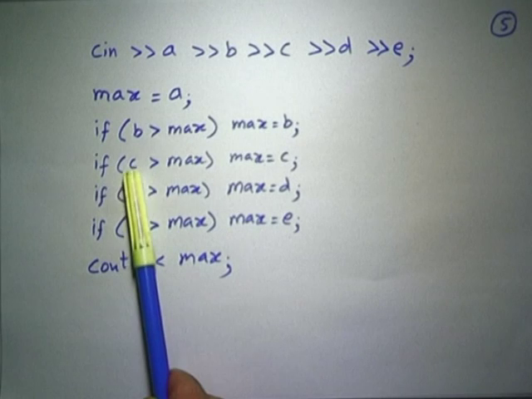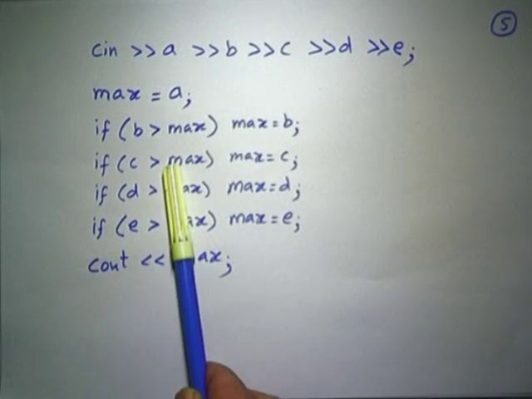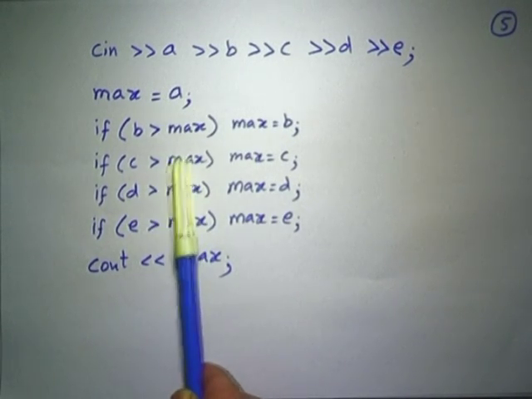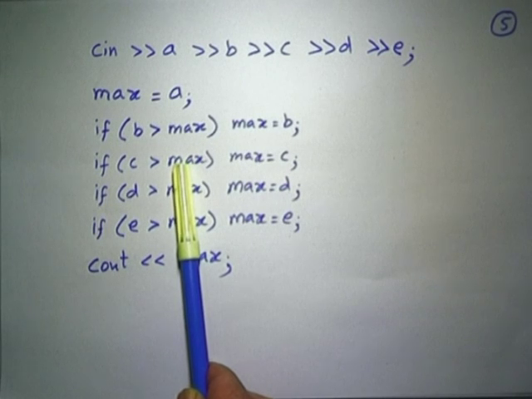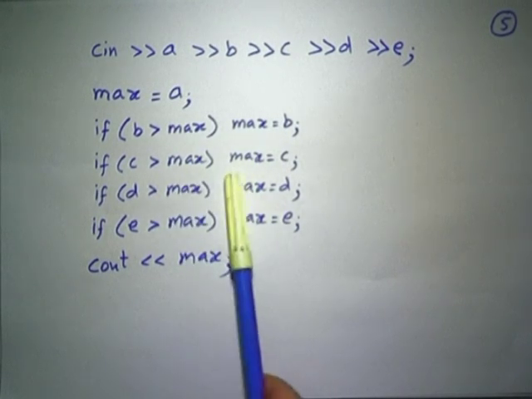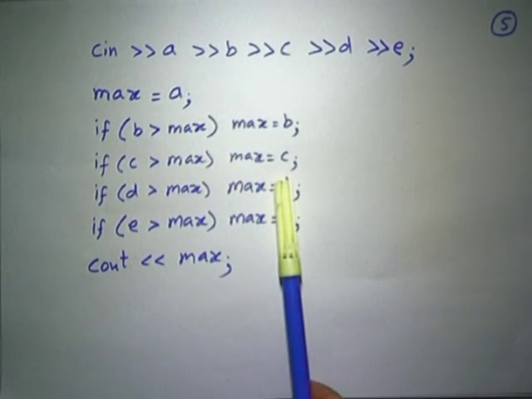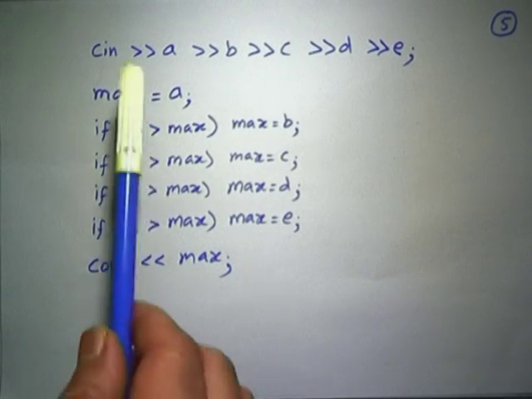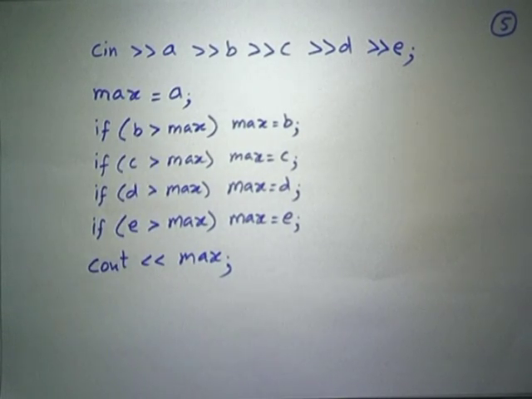I am again checking the third number. Is it greater than max? Now it does not matter at this stage whether max is set to A or B. Whatever it is, it is the current maximum. And if the new number is greater than the current maximum, I reset max to that value. You will agree that this is a much cleaner algorithm. If you try to implement this using some complex logic, you would write a series of nested if statements.